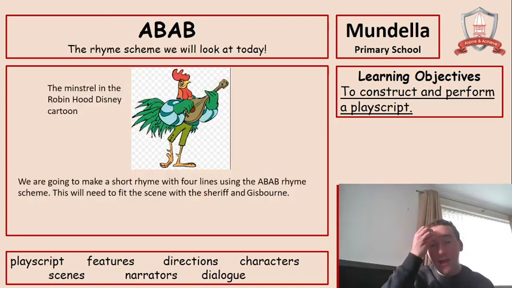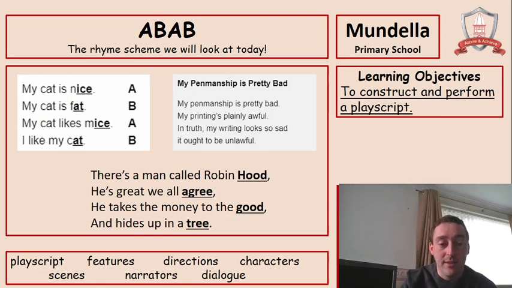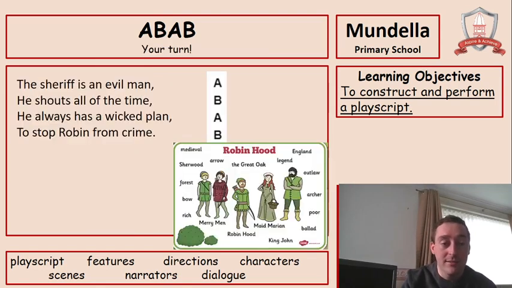So now that we've done that, we are going to look at a rhyme scheme, which the narrator is actually going to sing. The narrator will be a minstrel like we have in the Robin Hood book. So it's going to need to fit the scene with the Sheriff and Gisborne. Let's see if we can find one. That was my example from scene 1. And now I think this would be the perfect time to use this one.